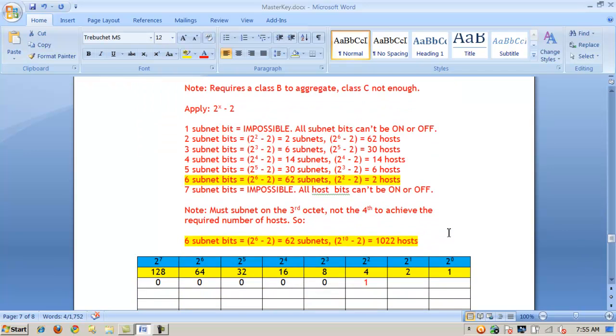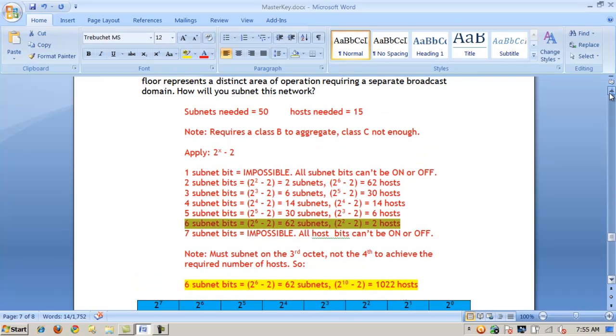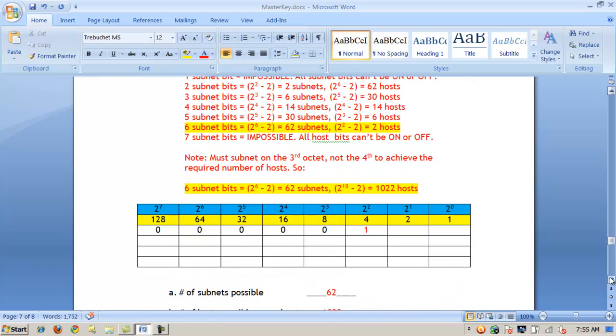I can't do that because here, at least if I were going to do that with a class C in the last octet, the problem is I have to use at least 6 bits to get my 62 subnets. And if I do that, that'll accommodate the 50 subnets, but I can only fit 2 hosts per subnet if I do that on the last octet, and that won't accommodate the required host here, which is 15. So this tells me I need to sort of depart from class C and look at maybe using a class B address. So let's make a mental note.